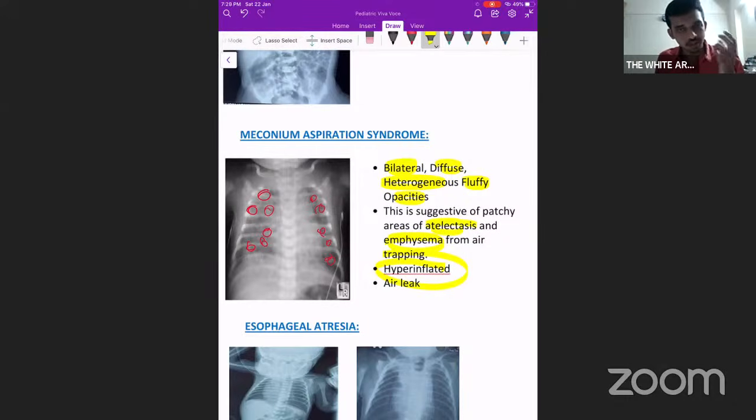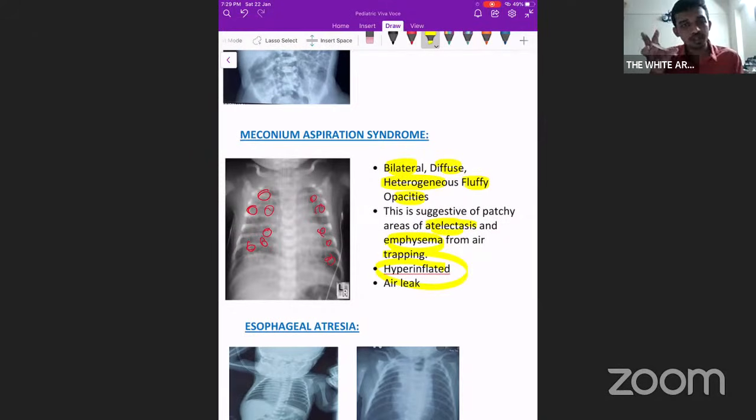the fetal lung is gentle. On top of this, there is so much pathology which will lead to the alveoli breaking up and causing an air leak. So there can be patchy opacities. It is patchy because a few areas will get into atelectasis, and a few areas will enlarge and become emphysematous. So that is why it is patchy.